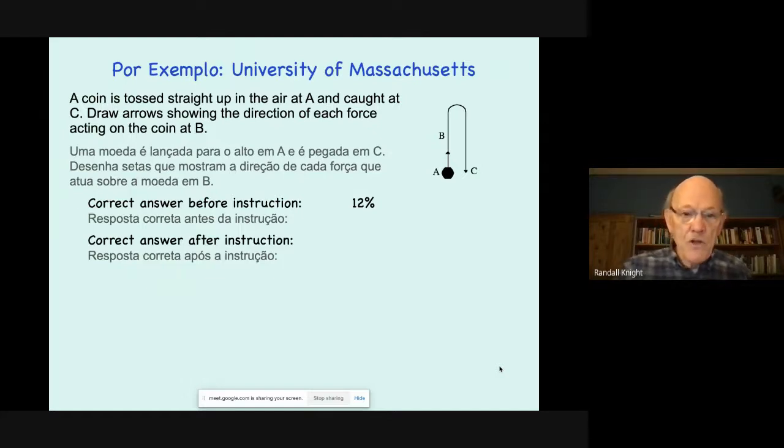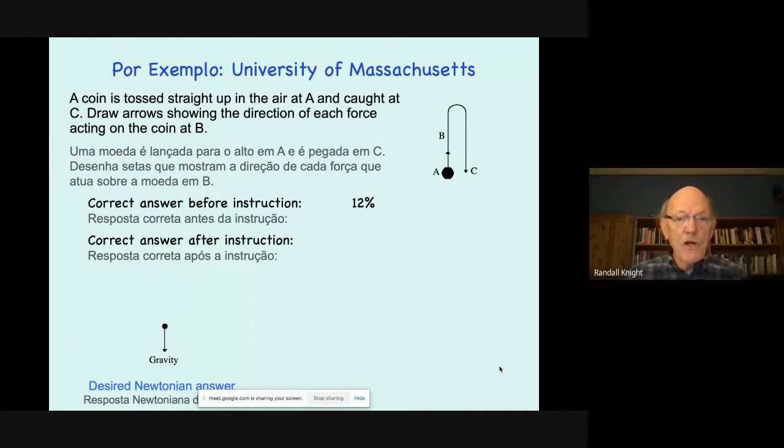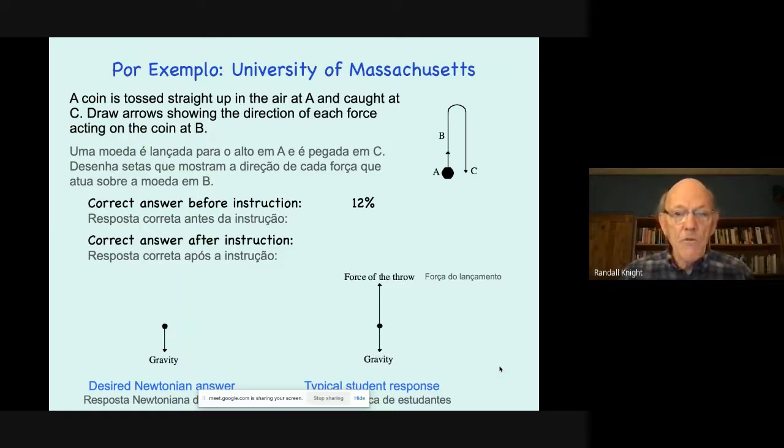Now, what do we think a correct answer is? Well, this is the desired Newtonian answer: the coin's going up, and the only force acting on it is gravity. If they said something about air resistance, we would actually give them bonus points for that. So they weren't marked wrong because they forgot minor forces like a slight bit of buoyancy or air resistance. No, instead, here's the response that you get from the large majority of students. Yes, gravity acts down, but there's also an upward force of the throw.